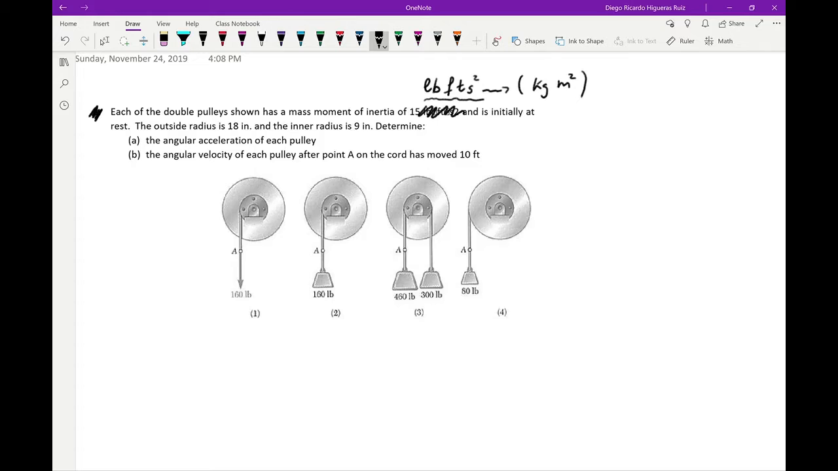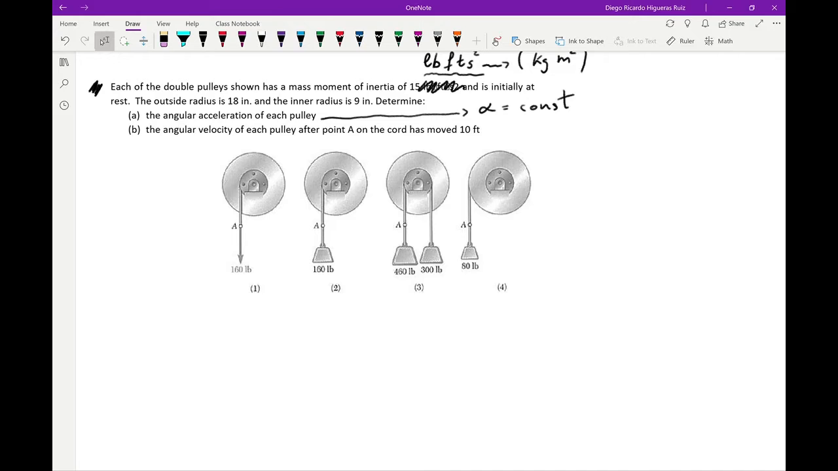We need to assume, and it's also logical, that this angular acceleration is constant. Then we need the angular velocity of each pulley after point A on the cord has moved 10 feet. We're going to solve these two cases, A and B, for problems 1 and 2, because the other two are pretty much the same idea. If we solve those two, we'll get a good understanding of what is going on here.